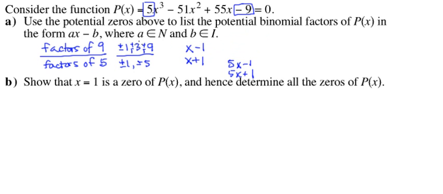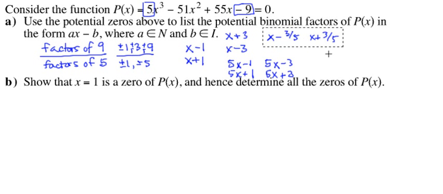Then we have 3 over 1, which is just plain old 3. So we get x plus 3 and x minus 3. And then we get 3 over 5, which I want to write as x minus 3/5 and x plus 3/5. But they don't want that. They want them both multiplied by 5. So we get 5x minus 3 and 5x plus 3. Some people are really fast at writing these out in integer form. I never have been. I always have to write them in this form first and then do the correction afterwards.